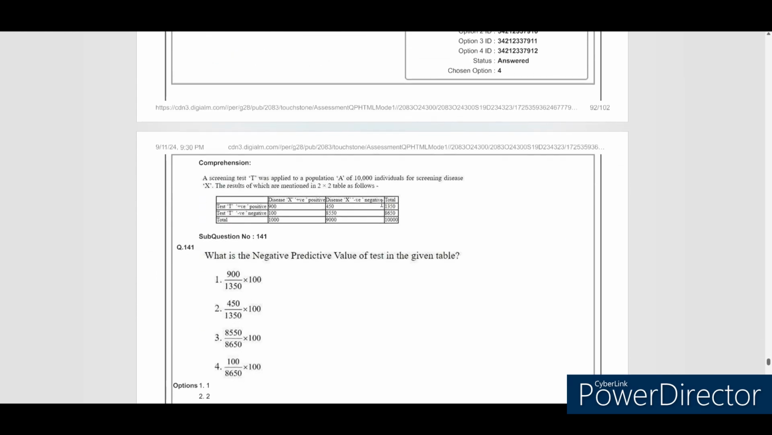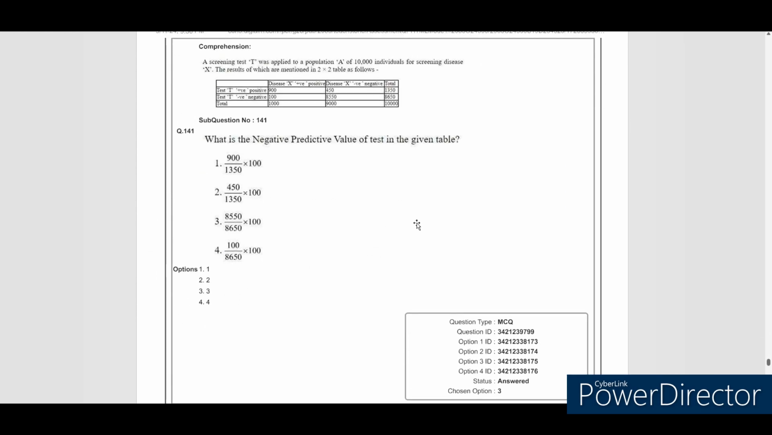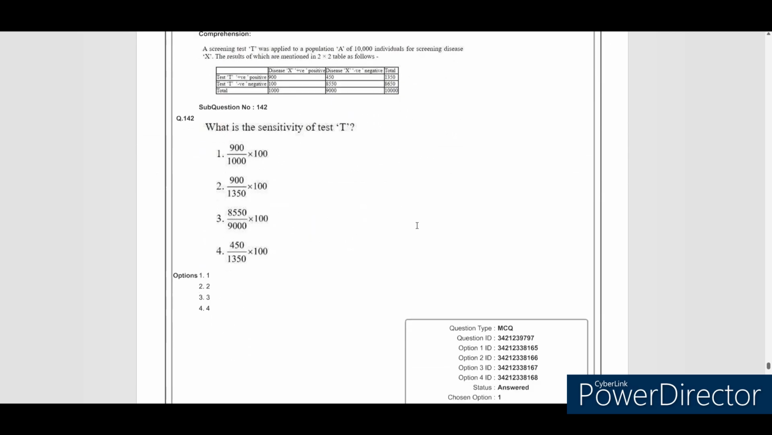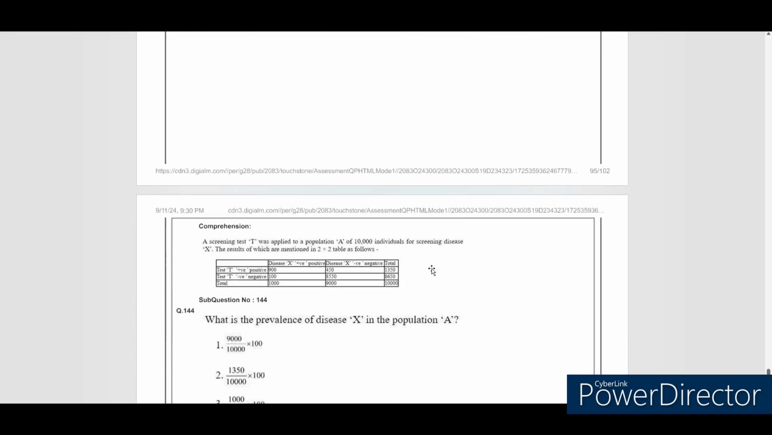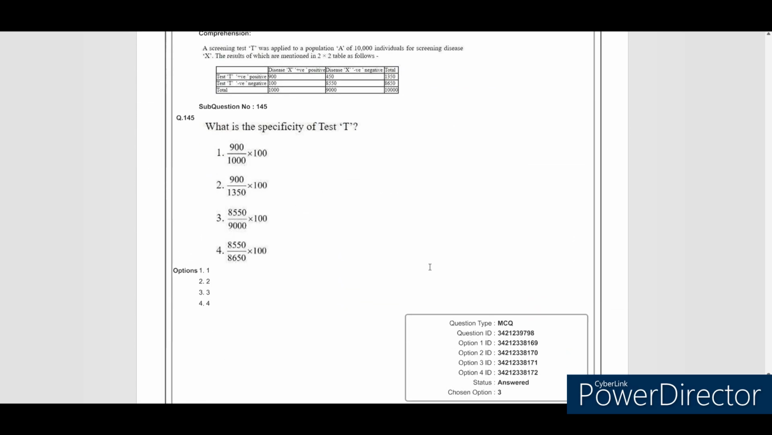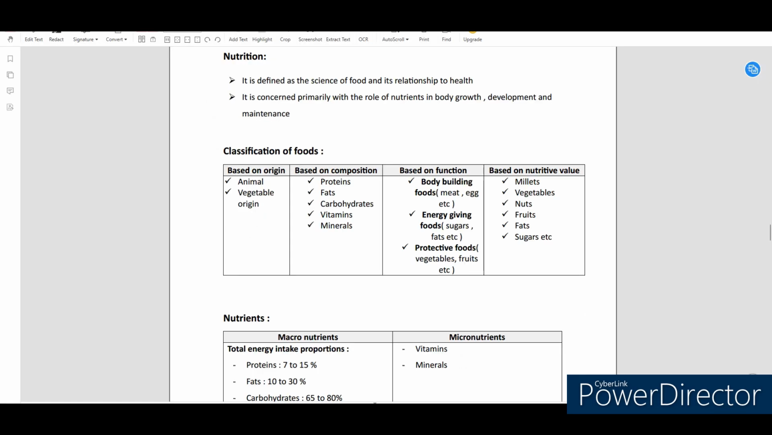Now coming to question number 141, basically it's a comprehension related to screening. I have made a separate video on screening, on how to solve screening tests. Please watch it, it's in my playlist. So let me show the formulas for this in my material. So this is the screening table, right?